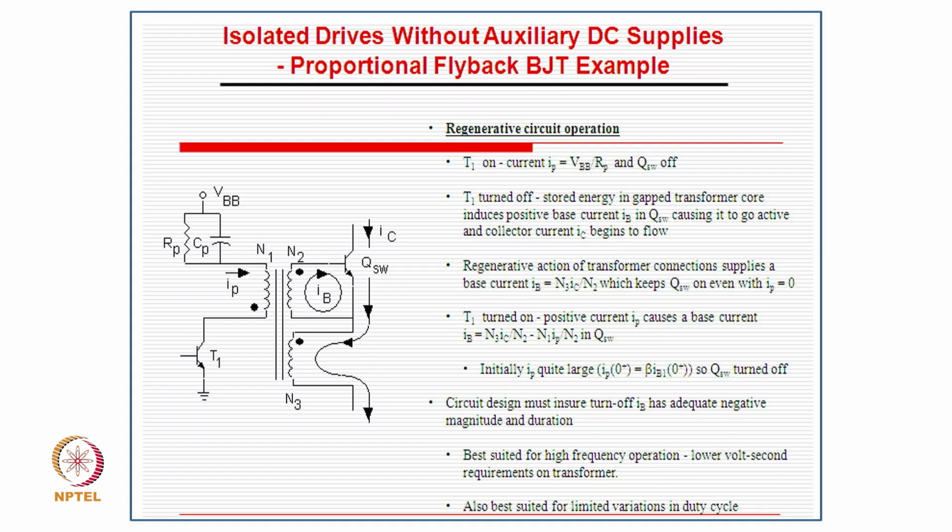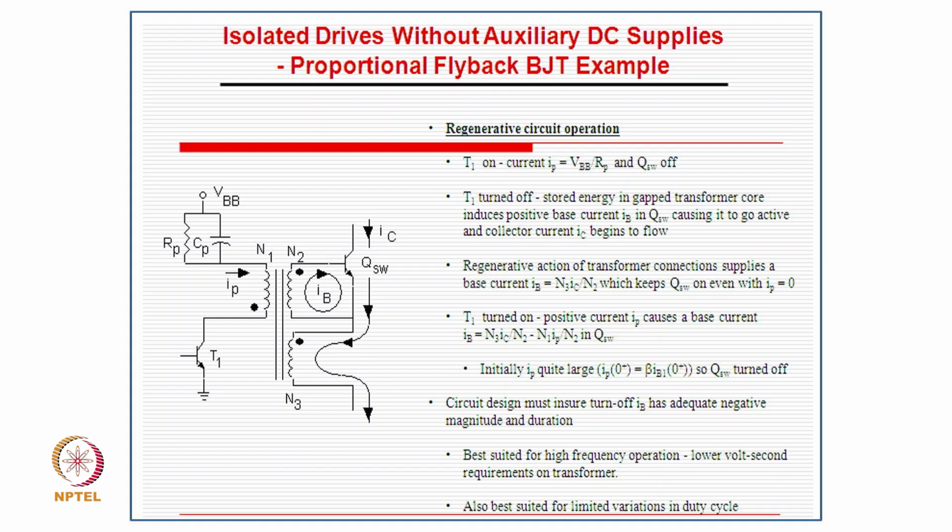So here T1 is on and IP equals V by RP, and Q1 is off and T1 is off. The stored energy in the gap transformer core induces a positive voltage current pulse IB, causing QSW to go through active region and collector current begins to flow. I mean the device is turned on, and the transformer connection supplies a base current IB equal to N3 IC by N2, which keeps QSW on even with IP equal to 0. T1 turns on and positive current IP causes the base current.